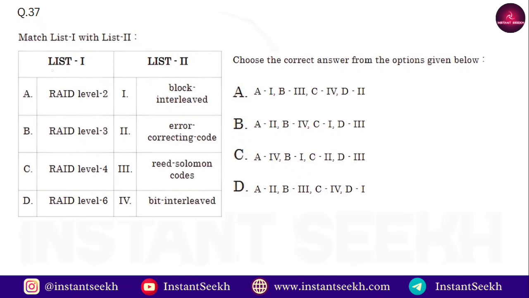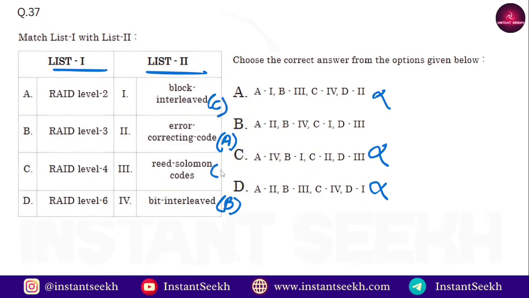Match list 1 with list 2. We have read levels and their respective operations. Read level 2, as we know, is used for error correcting code, so option A goes here. Read level 3 is basically for bit interleaved, so option B goes here. Let's try to eliminate from the options. A goes for 2, A goes for 2, so this gets eliminated straight away. B goes for 4, so this gets eliminated as well. Read level 4 is basically for block interleaved, and read level 6 is for Reed-Solomon codes.